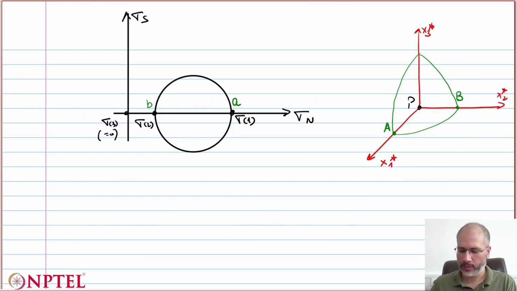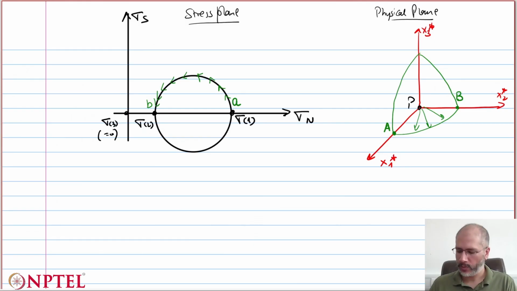And as I move from A to B, that is, as my cutting planes rotate so that the normal rotates from capital A to capital B, I cover a total of 180 degrees on the Mohr circle in the stress plane like this. So we have discussed that a 90-degree movement of the normal in the physical plane is a 180-degree movement on the circle in the stress plane.